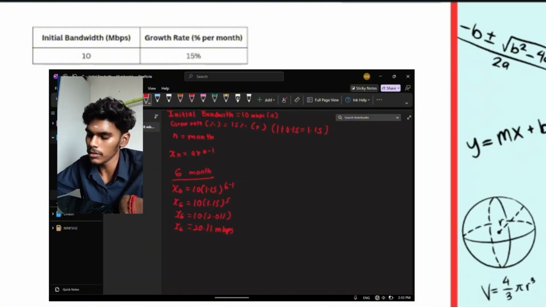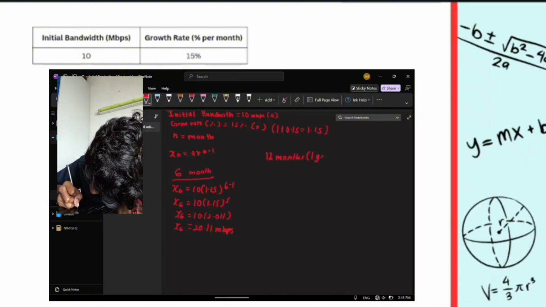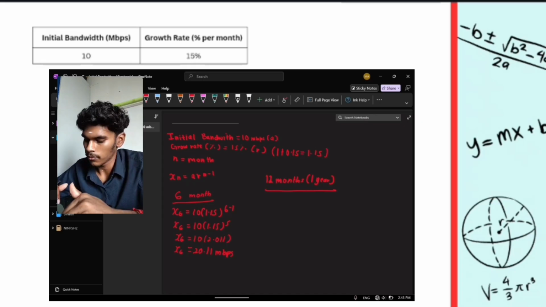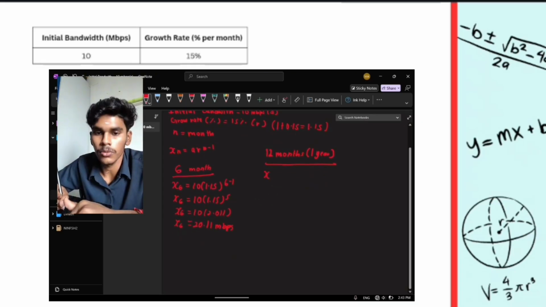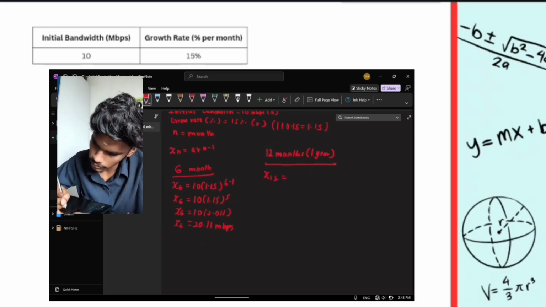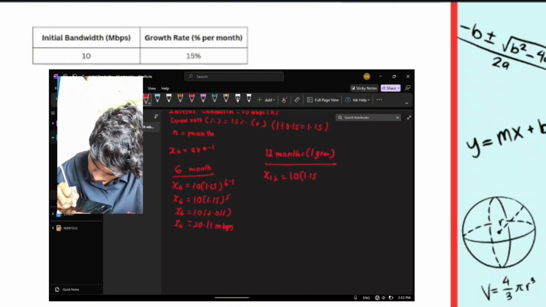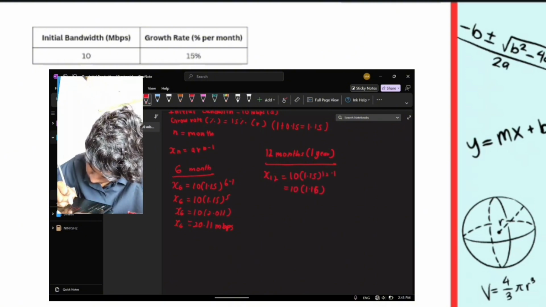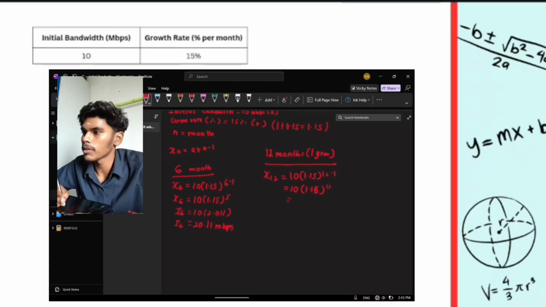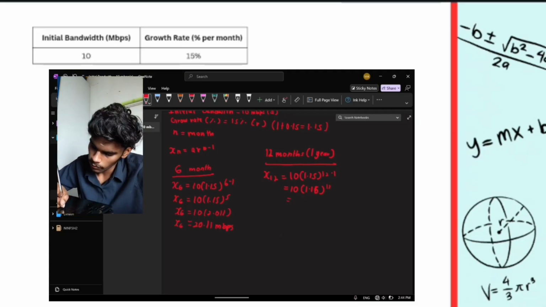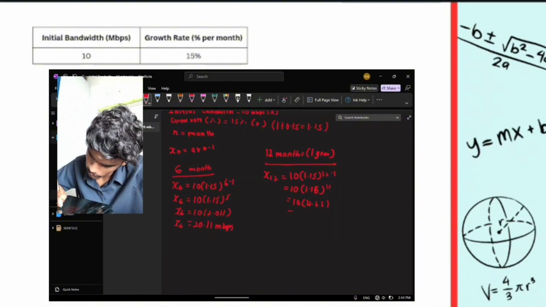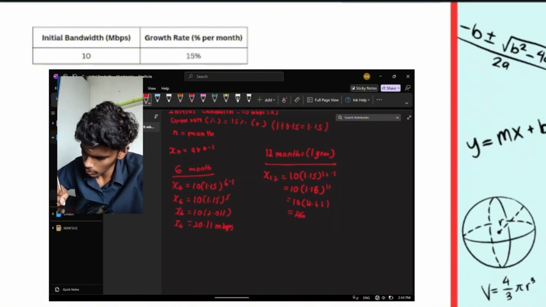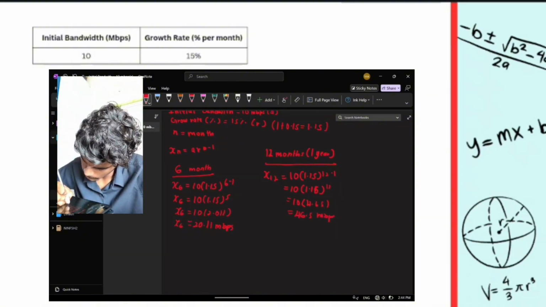Now we're going to do the first year, which is 12 months. We use the same formula for 12 months, xn equals a r to the n minus 1. X12 equals 10 times 1.15 to the power of 12 minus 1, so 10 times 1.15 to the 11th power. Sorry, 1.15 to the 11th power is 4.65. So the answer for 12 months is 46.5 Mbps, which is 1 year.